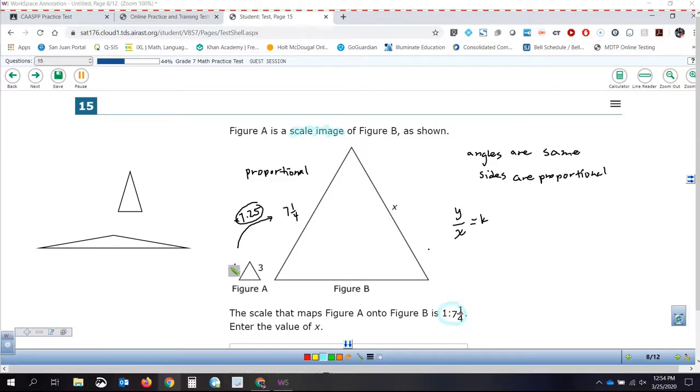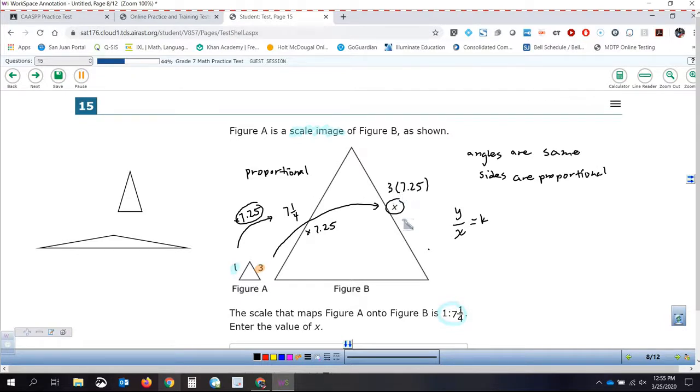Now, obviously, this side length is not 1. In fact, it looks a lot like it might be 3. So instead of multiplying 1 by 7.25 to get that, I need to multiply 3 by 7.25. This triangle is 7.25 times as big as that one. All right, since they're asking us to find the value of x, x is going to equal, again, 3 times 7.25. And again, we could use a calculator if we wanted to, but come on, guys.